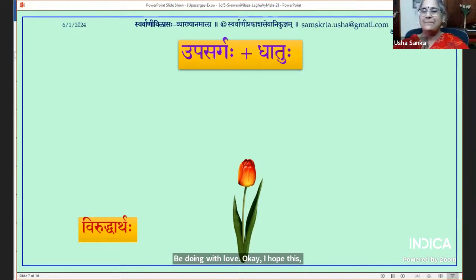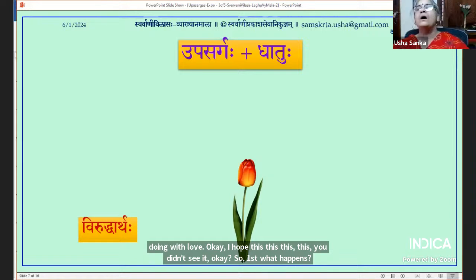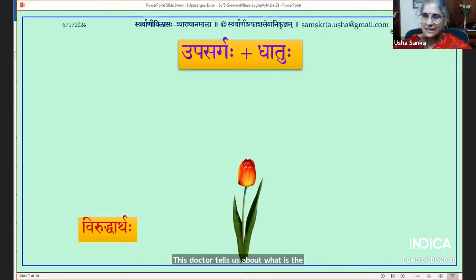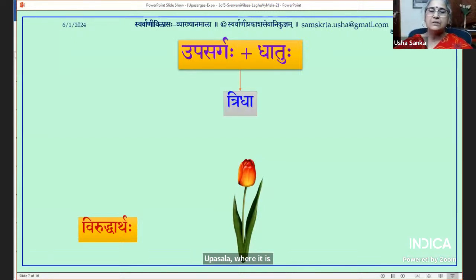So first, what happens? This shloka tells us about what is the outcome of the meaning change. I'm sorry, I'm going fast. That is what we discussed in the last class. Upasarga plus dhatu, when it is combined, what is the effect on the meaning? Let us try to see it. So the first thing is it happens in threefold. This shloka tells it. I will explain the shloka. And the second one is also important.